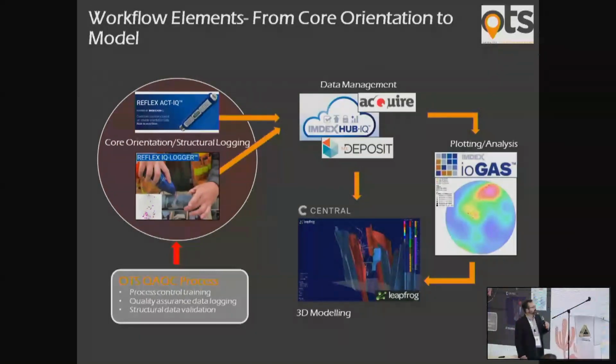We like to work with the index system because it really gives us a chance to have an entire ecosystem that's got our core orientation tools basically up here in the circle, our structural logging tools, and then data management tools like the Index Hub, which can link to analysis tools like IOGAS. The end result is getting structural data into 3D.